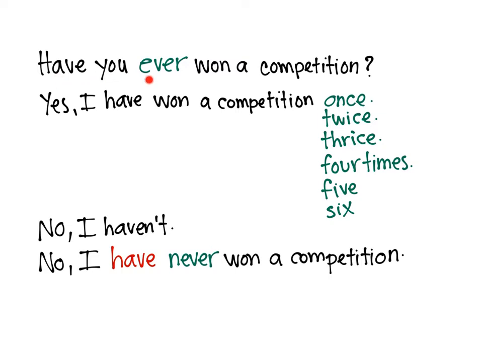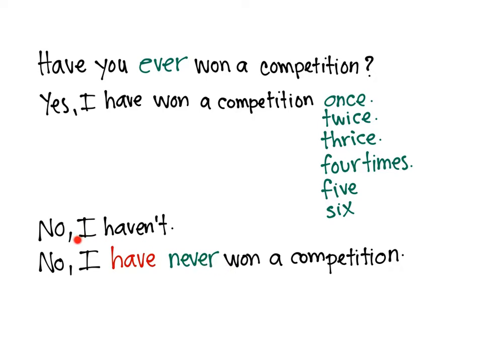Again, what was the question? Have you ever won a competition? No, I haven't. Another way of saying that you haven't won a competition is using never. No, I have never won a competition. I put here have in red because we have to pay attention. Even in Spanish, we cannot say haven't with never because never is something that already says no. So we cannot say no, nunca. You say, nunca he ganado. I have never won. So pay attention.